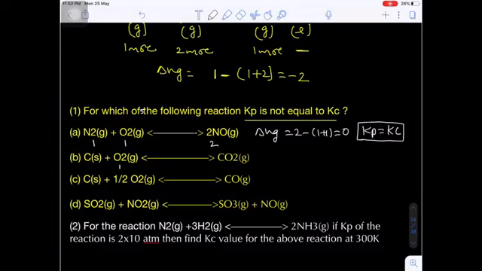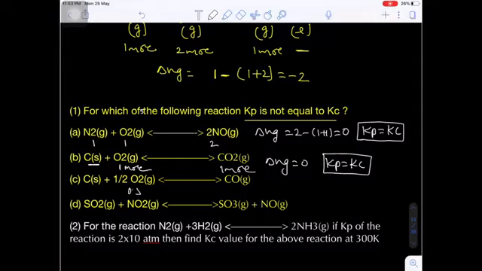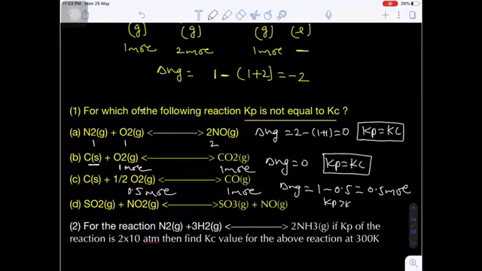Now the second one. Just now I told you carbon is solid graphite, so we should not consider it. Here 1 more, here 1 more, 1 minus 1, 0, delta Ng 0. Again Kp is equal to Kc. Now in the third case, half O2, that is 0.5 moles on the left hand side and 1 mole on the right hand side. So delta Ng value is 1 minus 0.5, that is equal to 0.5. That means here Kp is not equal to Kc. Here always Kp is greater than Kc. Are you getting my point?